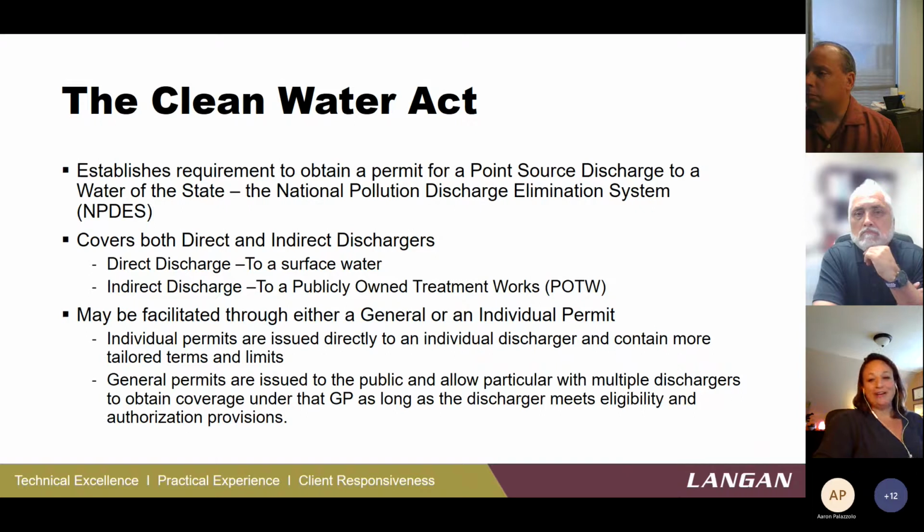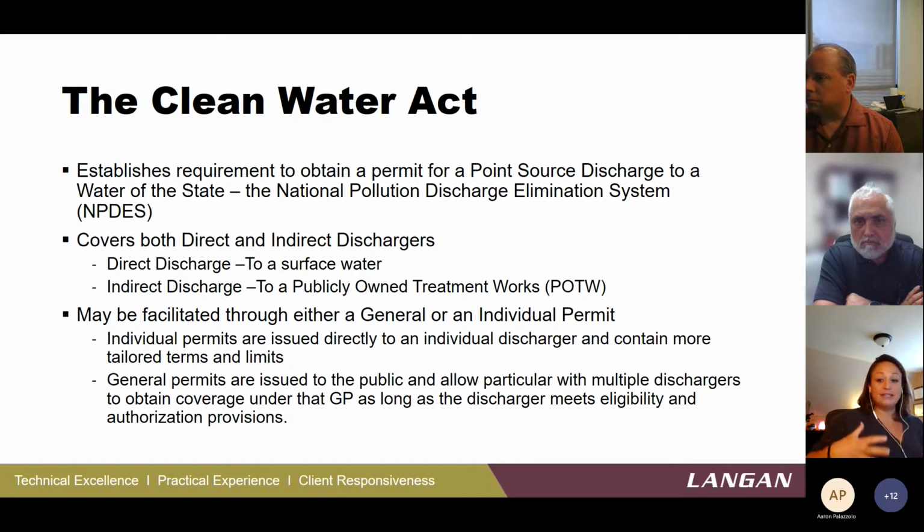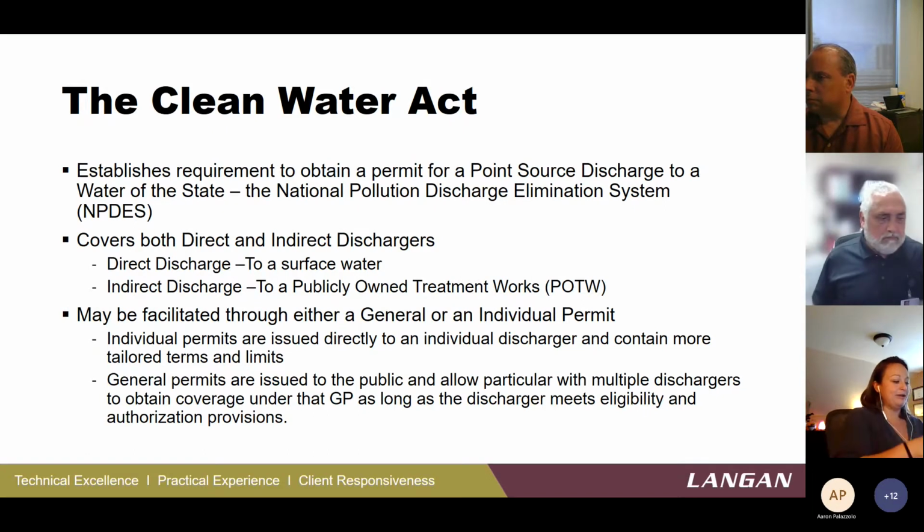Okay, so the Clean Water Act, this is the basis of the whole thing, right? The Clean Water Act establishes the NPDES program, the National Pollutant Discharge Elimination System. So this is the program that facilitates you getting a permit. It requires you to have one, and it creates the structure by which you can apply and obtain one.